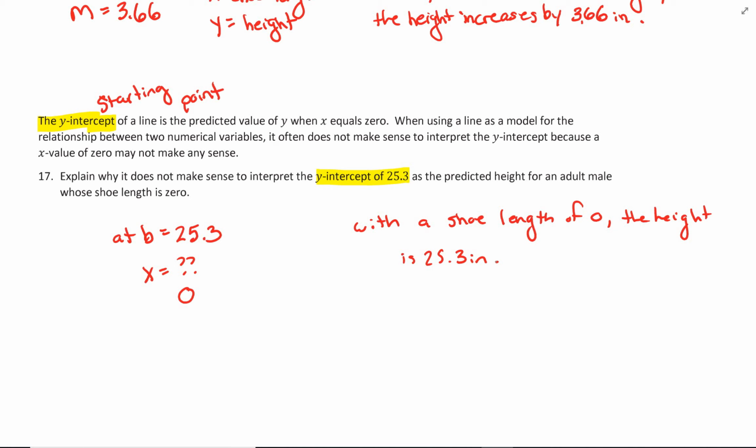Guys, that doesn't make sense. Unless, you know, you're someone from my first block who rhymes with Isaac. But regardless, with a shoe length of 0, the height is 25.3.